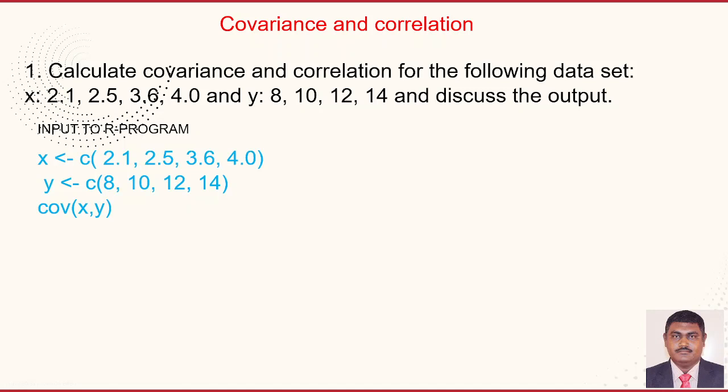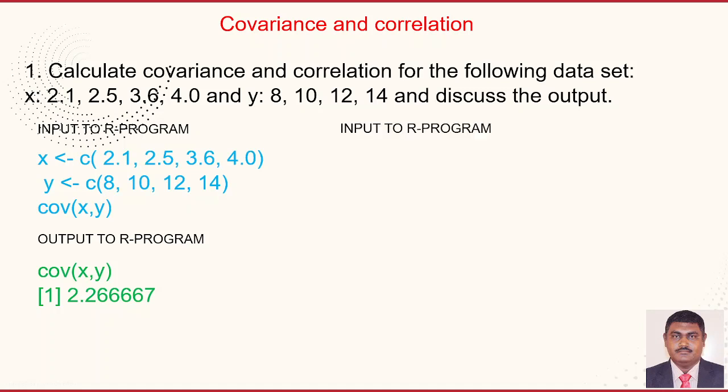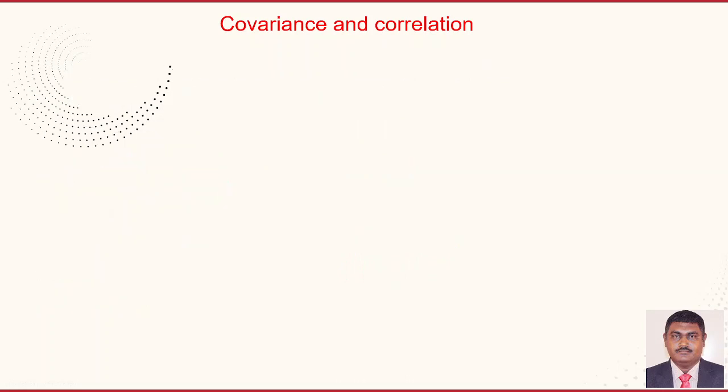For covariance of x, y, just enter it, and the output will be obtained like this. The output of the R program is 2.266667. That is the output value for this given data set. So this is for the covariance. Now let us see the correlation. The input to the program has the same x variable and y variable, and the function we have mentioned is cor(x, y). Now you can obtain the output, which is 0.979457. Likewise, you can verify covariance and correlations using R programming.